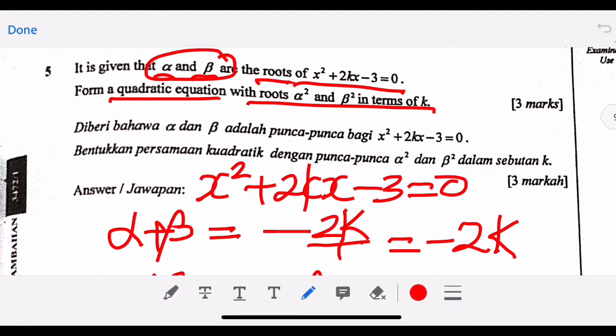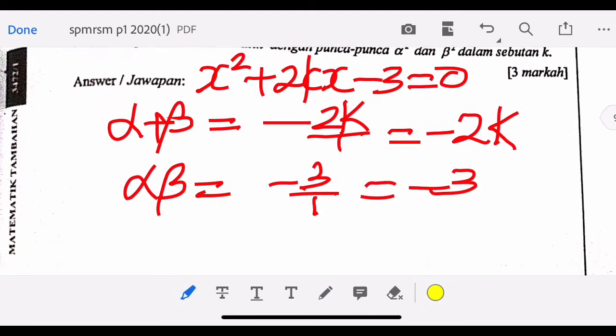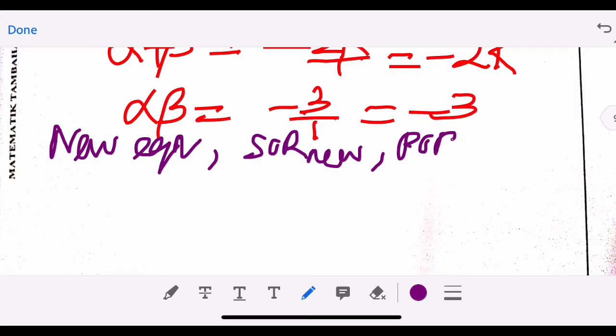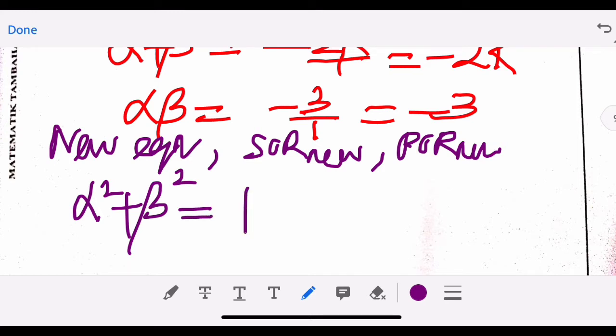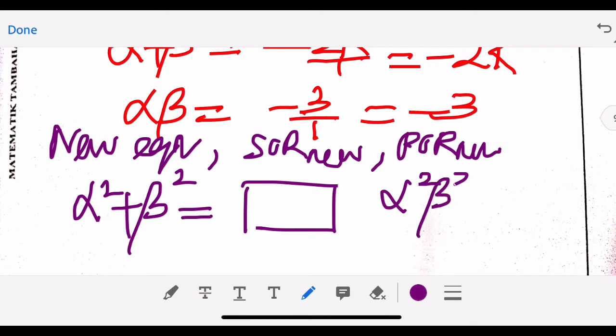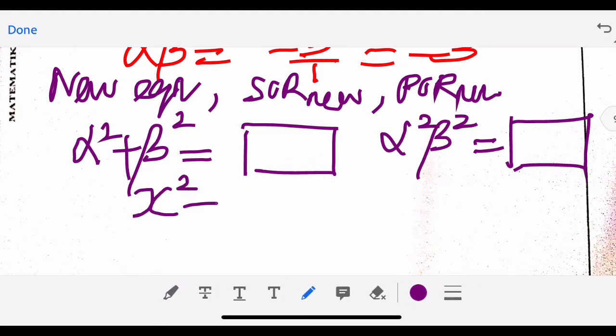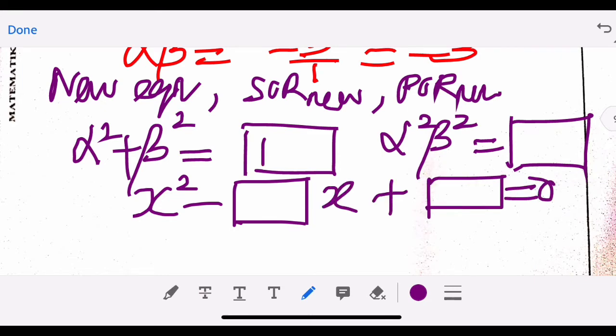Now we're going to form the new equation using the new roots, which is alpha square and beta square. In order to form the new equation, we need sum of the new roots and product of the new roots, which are alpha square and beta square. Alright, so we have to find the value for this, and alpha square times beta square equal to a certain value, so that you can plug into the equation, and the equation for forming is this thing, x square minus something x plus another one. So this is actually sum of the roots. This is the product of the roots.